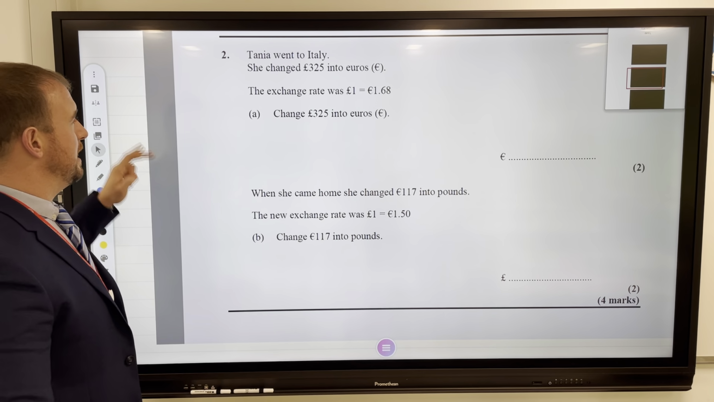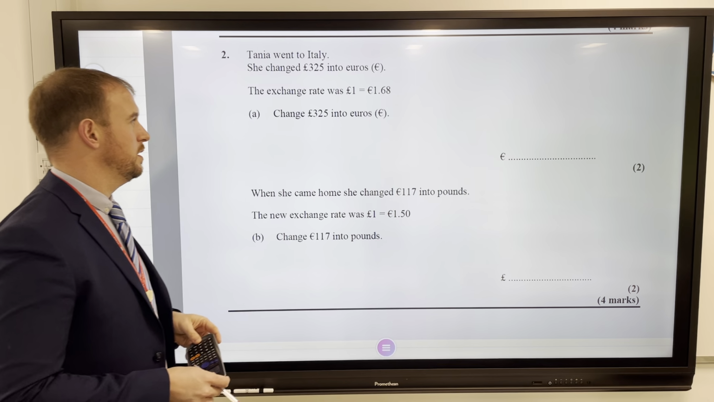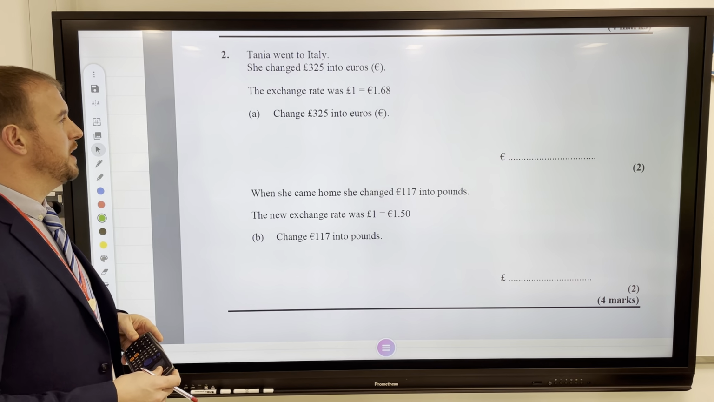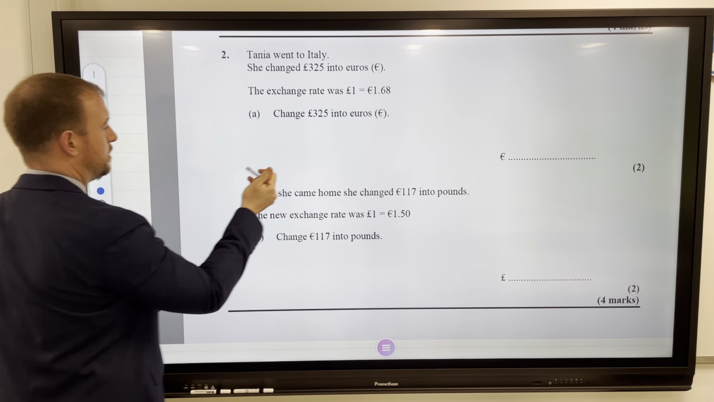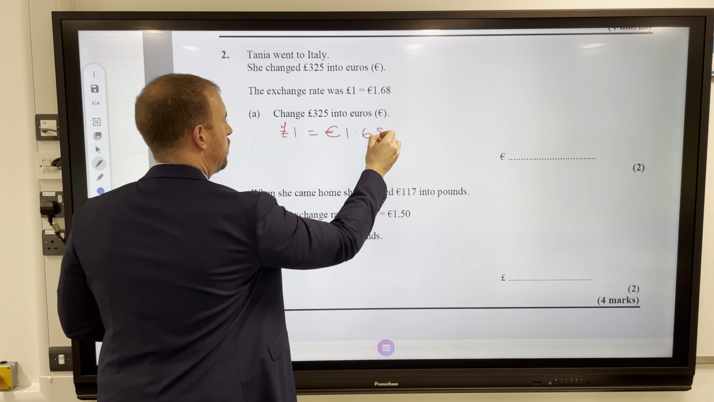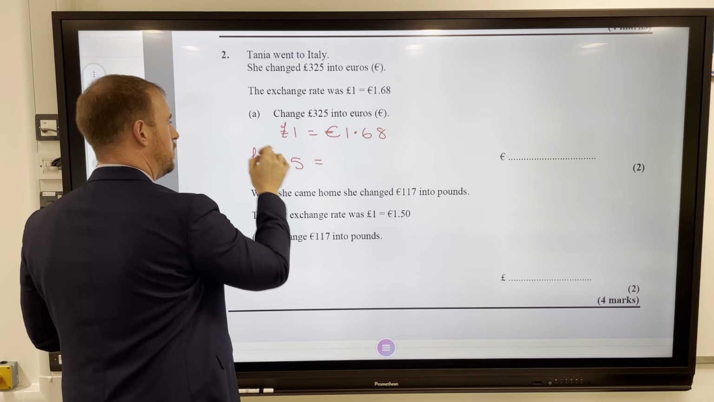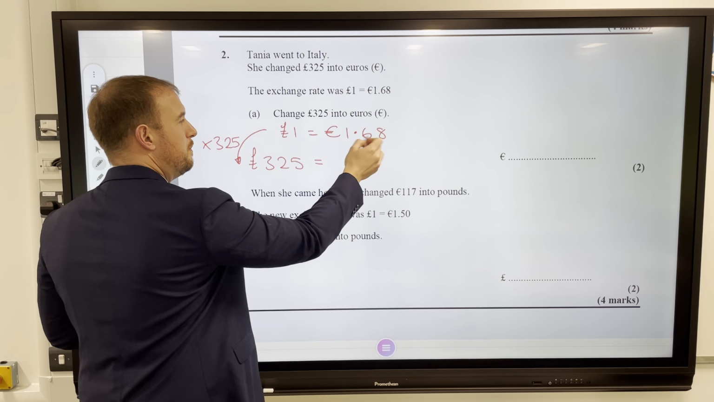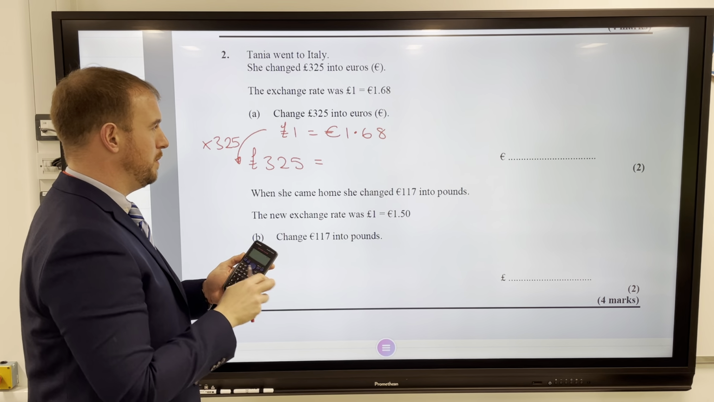This one then: Tanya went to Italy. She changed £325 into euros. The exchange rate was £1 equals €1.68. Change £325 into euros. So our exchange rate, that's what we write down first: £1 equals 1.68 euros, £325. We have multiplied by 325. This number is bigger than this number, so our answer is going to be bigger than this one. Therefore we have to multiply.